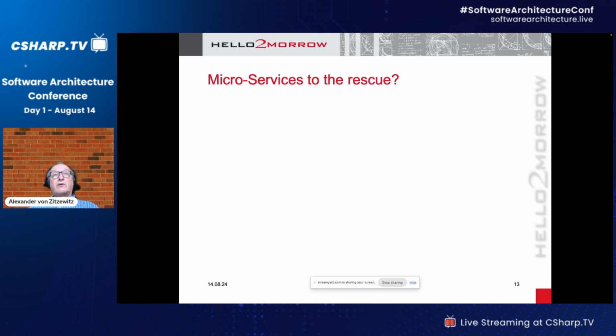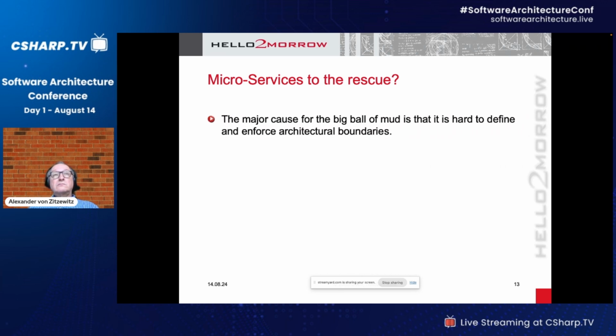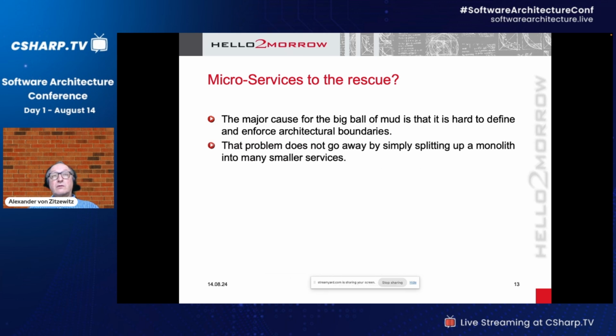So some people said, oh, microservices to the rescue, right? Just make smaller code bases and then everything becomes easy. Of course, the major cause for the big ball of mud is that it's hard to define and enforce architectural boundaries. But that problem does not go away by simply splitting a monolith up into many smaller services, because you still have the dependencies between those services. So basically what many people do when they jump blindly into microservices architectures is split up their big ball of mud into a distributed big ball of mud, which is even worse than what we had before.